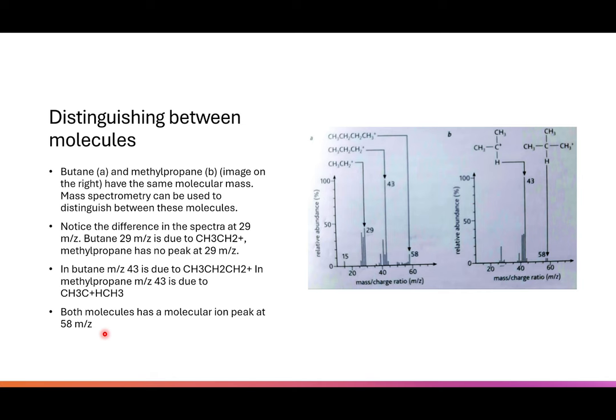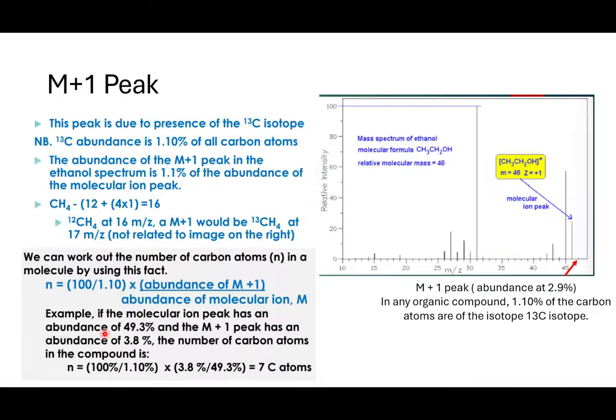Or if they're completely different molecules, because we could have a ketone and an alkane that are the same mass, just as an example. So we can't just look at the molecular ion peak to distinguish; we have to look at the entire spectra. So that was just being able to distinguish molecules even though they have the same mass. Moving on to the next slide.